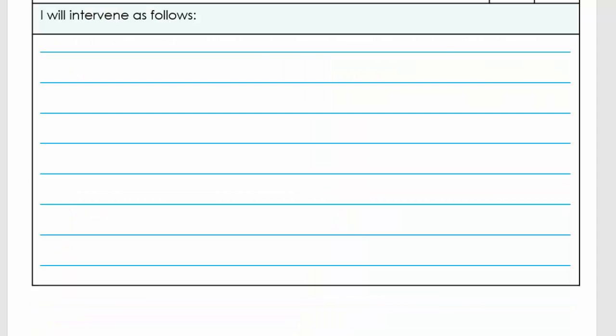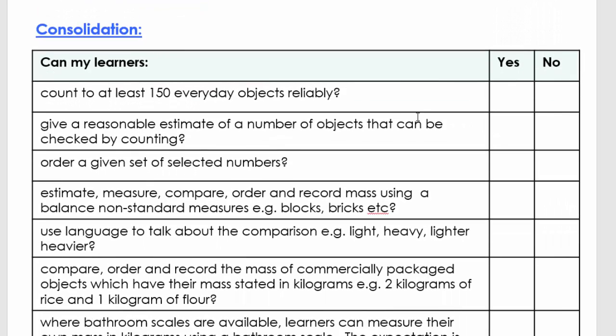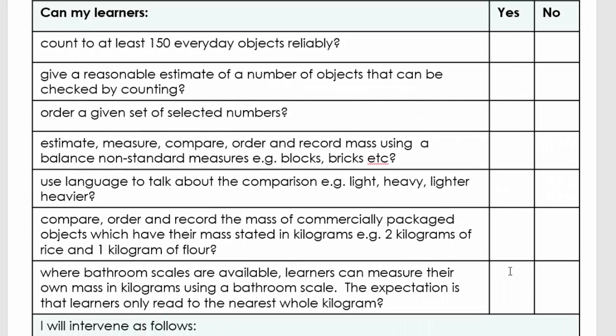Then we're going to go to the next one. We already did a lot of problem solving. Now it's time to tick yes. If you got all yeses, we're going to carry on. If you got some no's, you need to revise or revisit, or you need to contact SATeacher.